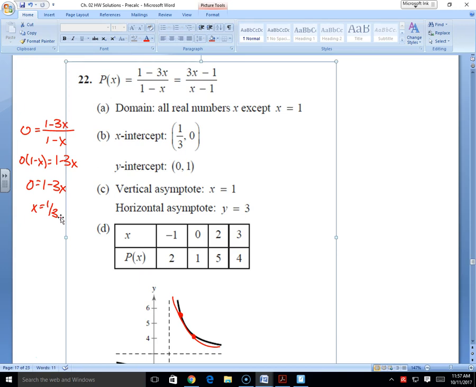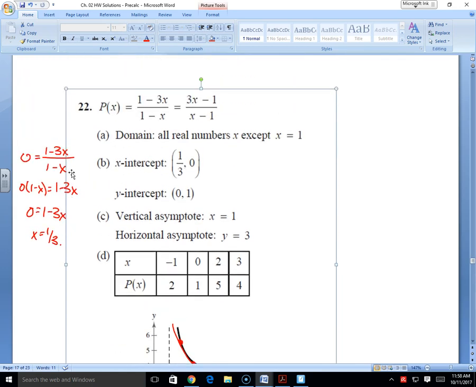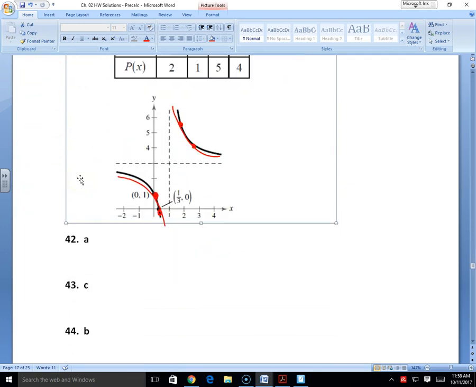Yes. So basically when you find the x-intercept, you're just setting the top equal to 0. Good. If you were a starring or a highlighting person, you might want to highlight or star number 22. It's a really good problem for tomorrow.